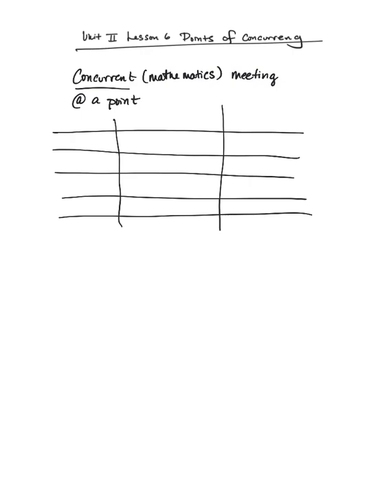Okay, so the title for the first column is going to be mnemonic device. The title for the second column is going to be what converges, what they are, what the items are that converge. And then the third column is going to be what the vocabulary word is for the point of concurrency.